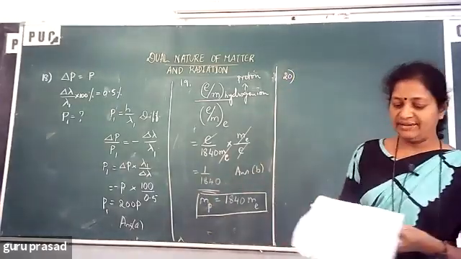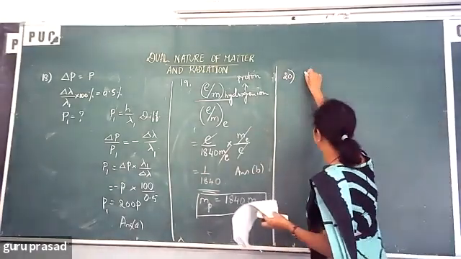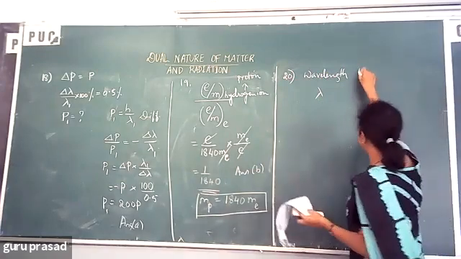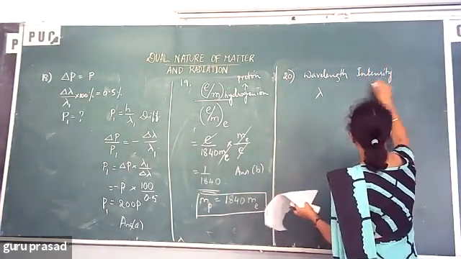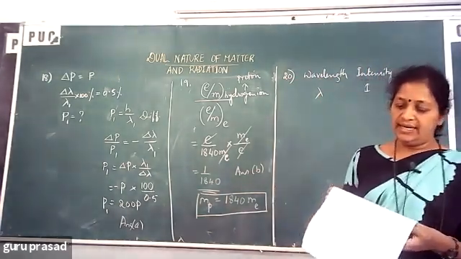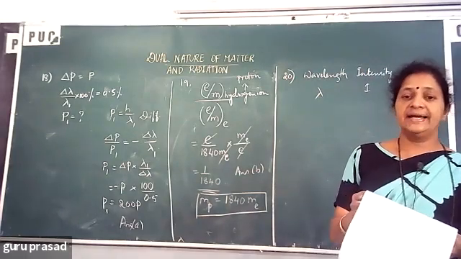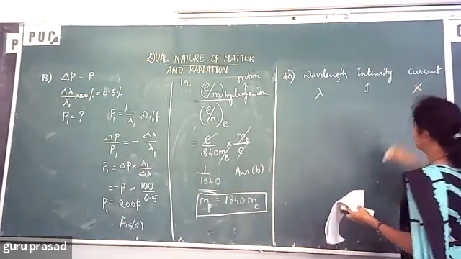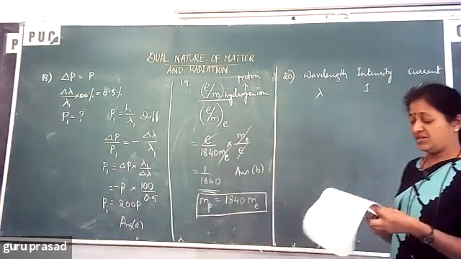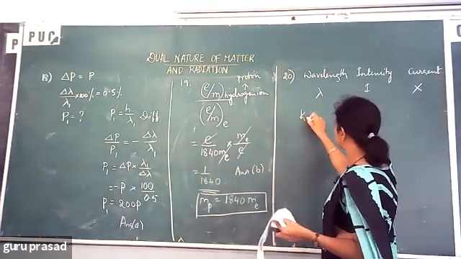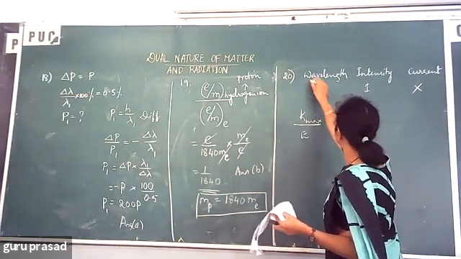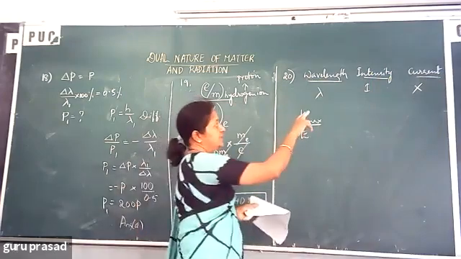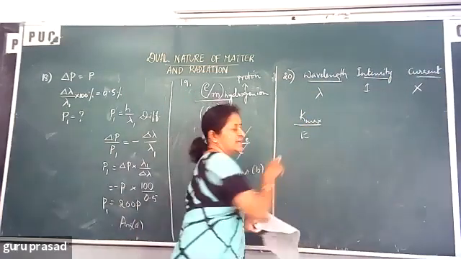Light of wavelength lambda and intensity I on a surface A produces photoelectrons at a rate X. Photoelectrons at a rate means the current, the photoelectric current X, and with a maximum kinetic energy E. Four things they have mentioned: wavelength lambda, intensity I, photocurrent X, and maximum kinetic energy E.